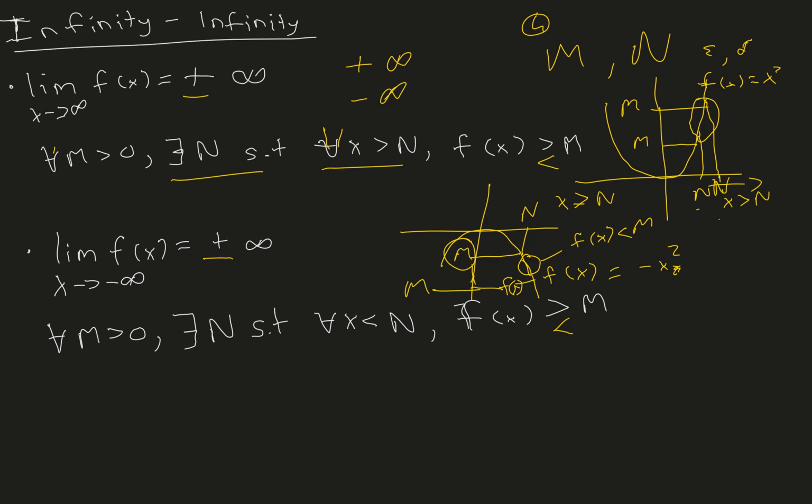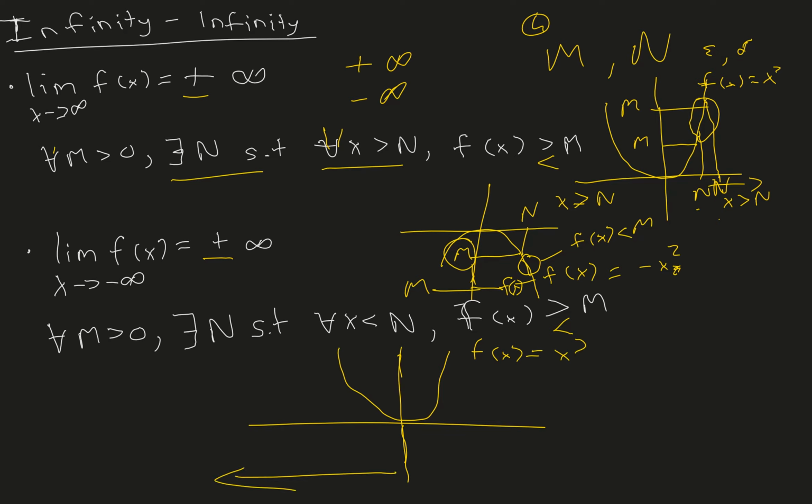And the case for x approaches negative infinity is quite similar. So let's just look at one example to make it clear. We look at the same one, f(x) equals x squared, but now x approaches negative infinity, so x goes in this direction. In the previous case, we were looking at the positive direction as x approaches infinity. In the case we're looking at now, x approaches negative infinity, so in the opposite direction.